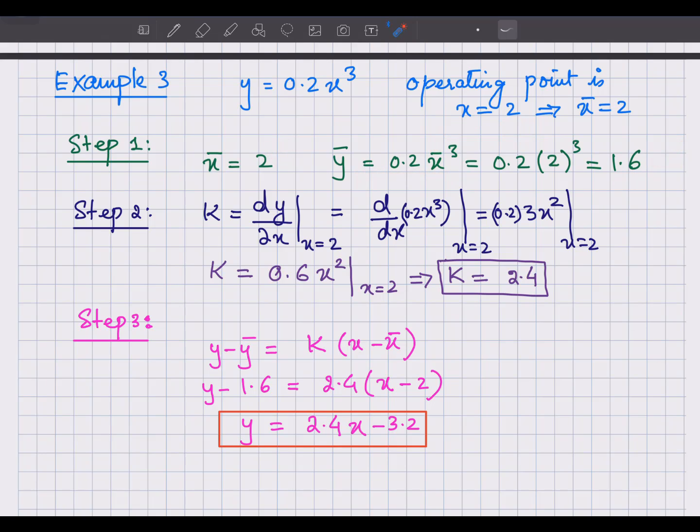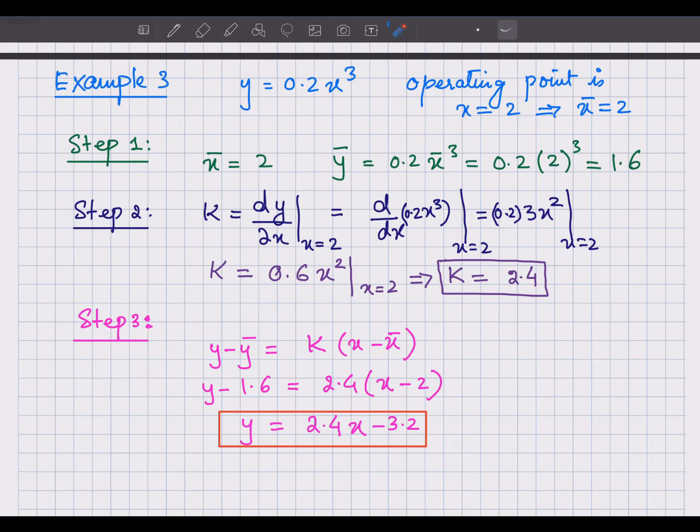Now in the second step, we find k, which is the derivative of the function with respect to x. So this is the derivative. Taking the derivative of this function with respect to x at the operating point, that is x equal to 2, and evaluating it, we finally get k equal to 2.4.